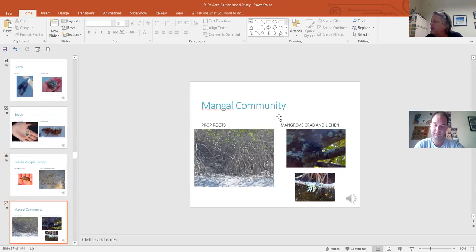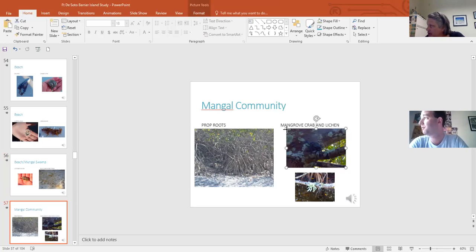Our mangroves, which we call a mangal community, there's our prop roots. Here, growing on them is lichen. Lichen's an interesting organism. It's two organisms living together as one. You have an algae and a fungus that live as one organism called the lichen. They are both decomposers from the fungus and photosynthesizers from the algae.